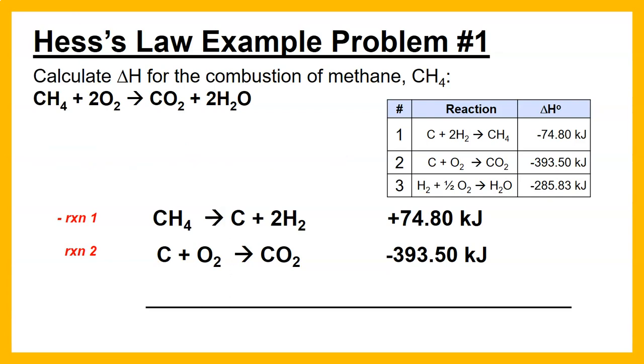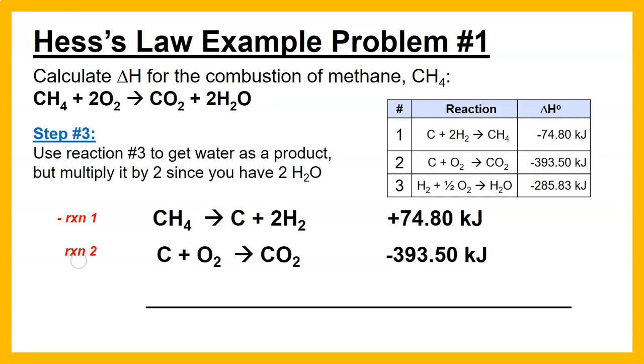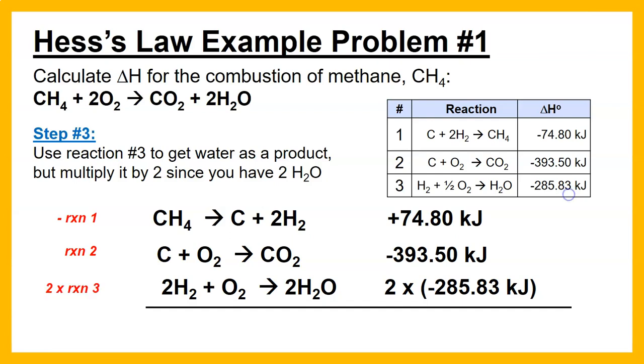Now, step 3. We need water as a product, don't we? If I look at reaction 3, I have water as a product. But look, I need 2 waters, don't I? I only have 1 in this reaction, so I need to multiply it. If I multiply the water by 2, all the other coefficients get multiplied by 2, and the enthalpy change gets multiplied by 2. I have double the material, double the energy. So here it is, multiplied by 2. I now have 2 hydrogens, 1 oxygen, and 2 waters. And I have 2 times that enthalpy.